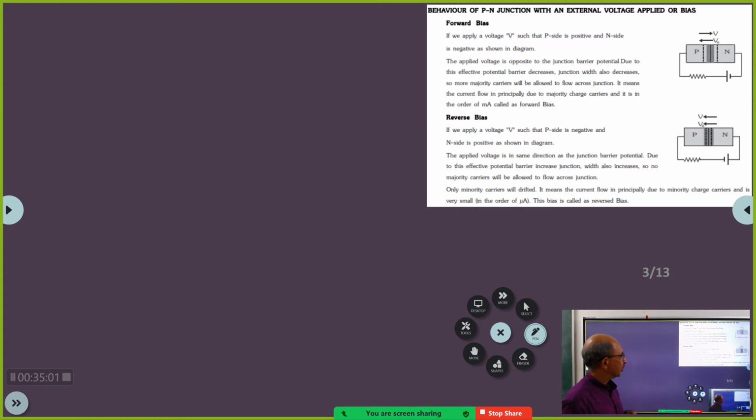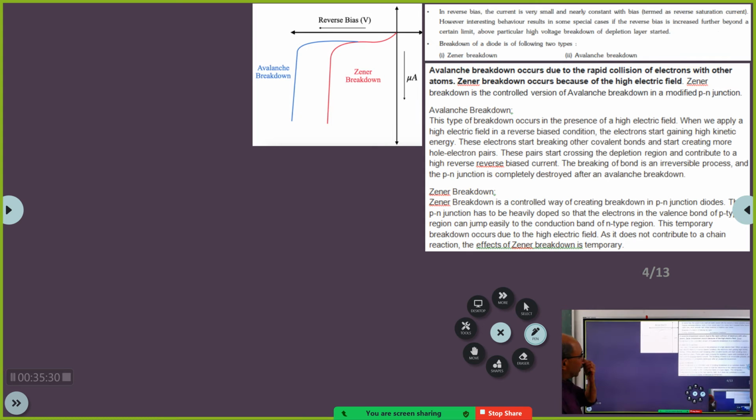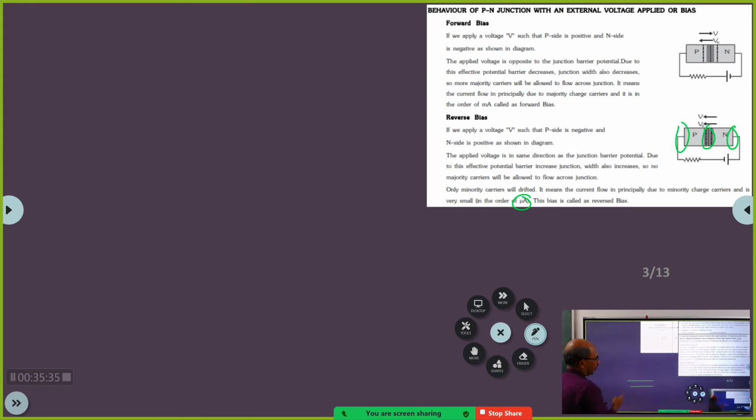Sir, here they are telling that minority carriers will be drifted. They are mainly telling minority carriers will be drifted at this point. Here it is diffusion. That's precisely what I have put. Good observation. Got it? And see, it is of the order of microamperes. Now, I am coming to one more important point.